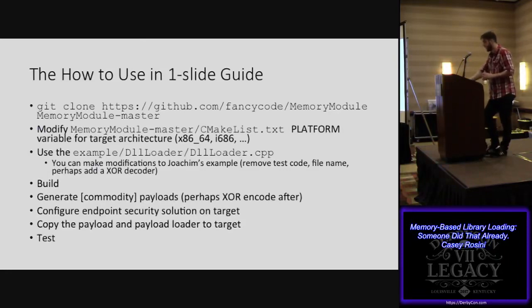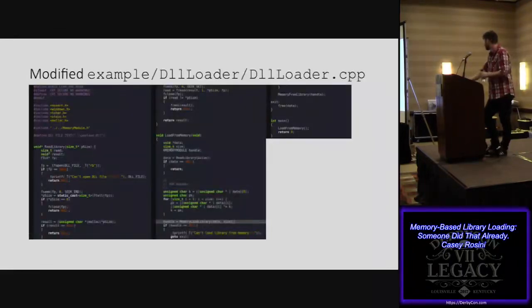So anyway, basic steps here. If you can't take a picture or your pictures turn out a little messed up: you clone it, modify it to suit your target architecture, modify his example DLL source, then just build it. Generate your payload, copy it over, maybe add a XOR if you want, and then test it.